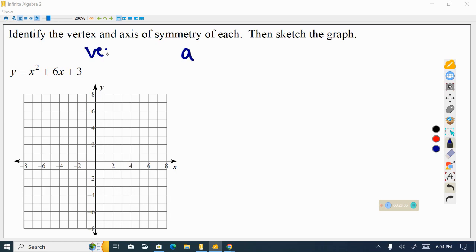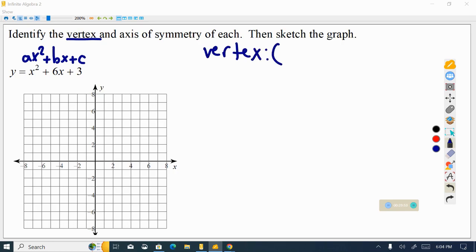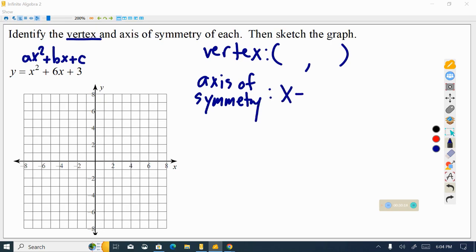Again, we know our vertex. Let me clean this up a little bit, because I think we're still working on this idea. We have ax squared plus bx plus c. So we know that we need to find our vertex, but we don't know where it is. Once we find the vertex, this is basically just a counting problem now that we know the pattern that we need to use. But the axis of symmetry is what we're looking for. So we know that our axis of symmetry is going to be the line x equals -b over 2a.